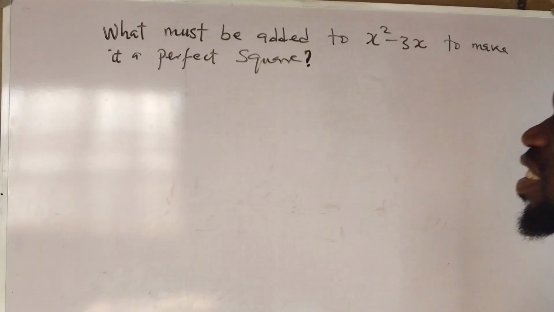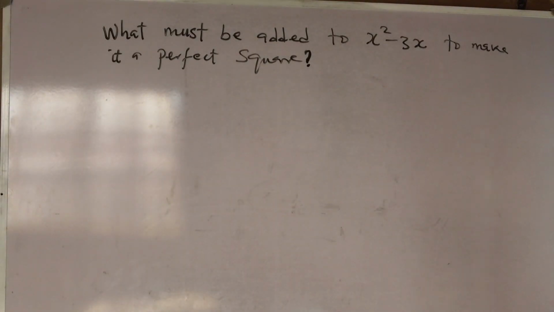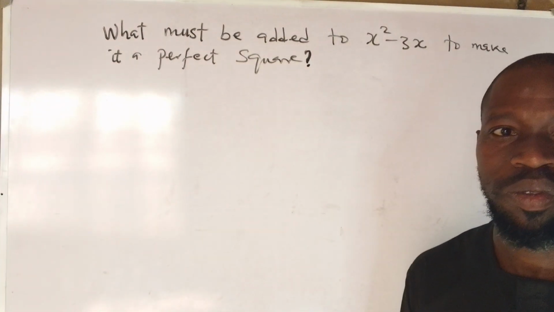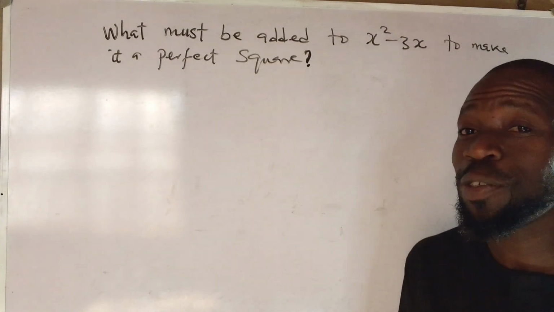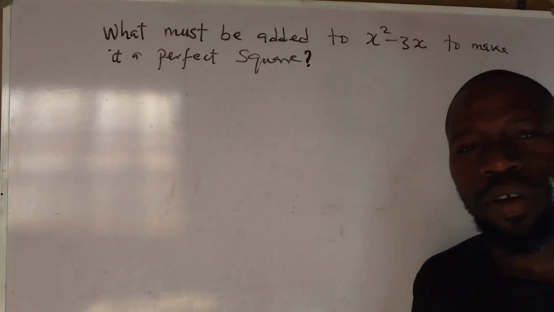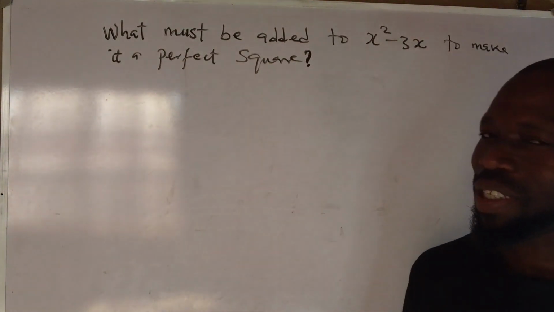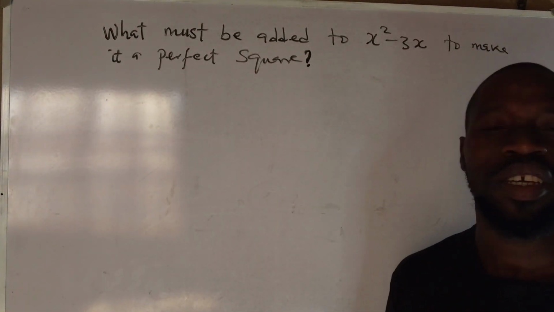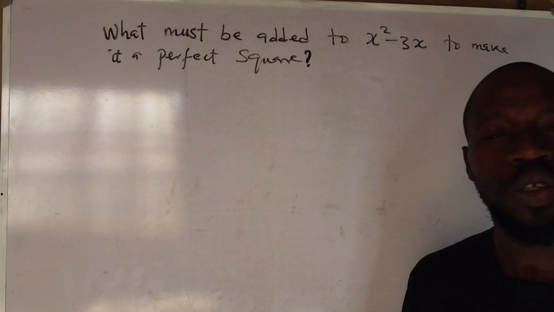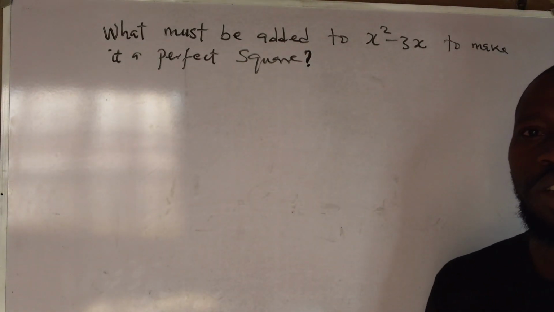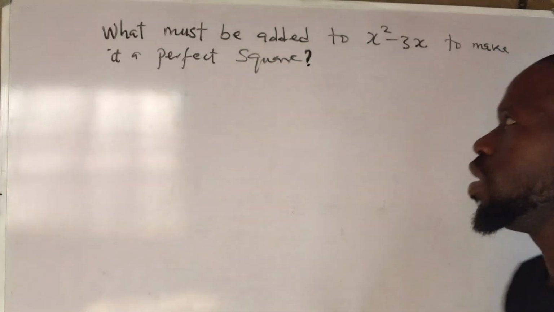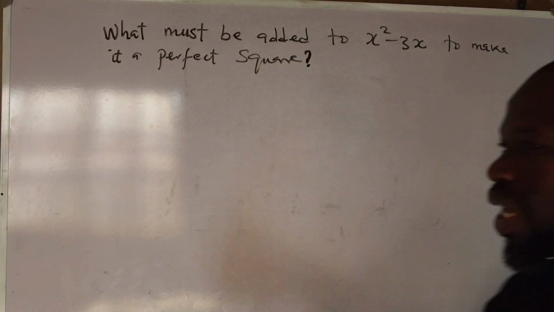So now, it said what must be added to x squared minus 3x to make it a perfect square? A perfect square is actually a number or expression that has a square root. Just like 4, 9, 16, 25, all these numbers are perfect squares. You can get their square root. Square root of 4 is 2, square root of 9 is 3, square root of 16 is 4, square root of 25 is 5, square root of 81 is 9, and so on and so forth. So to make this a perfect square, what must be added?